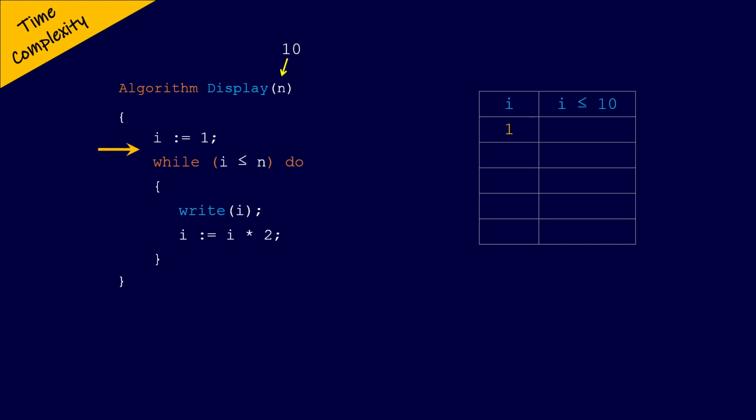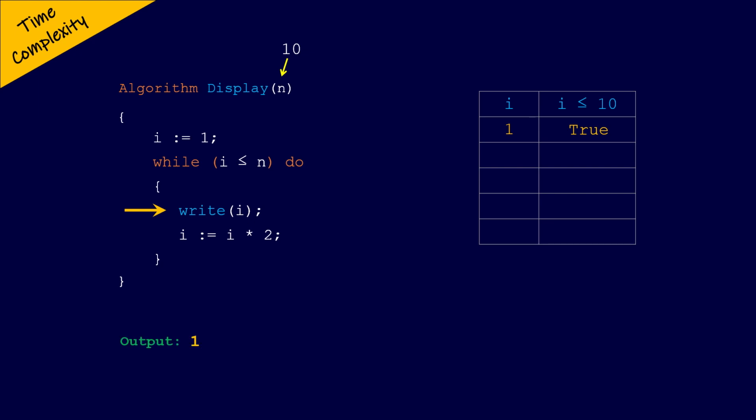Then in the next statement we have the while loop with the condition I less than or equal to n. So here we have the condition as I less than or equal to 10, and at this point, since I is 1, the condition 1 less than or equal to 10 is true. Therefore, the statements within the while loop will execute. That is the write statement that will output the value of I, which is 1.